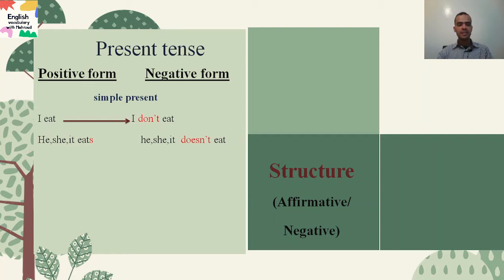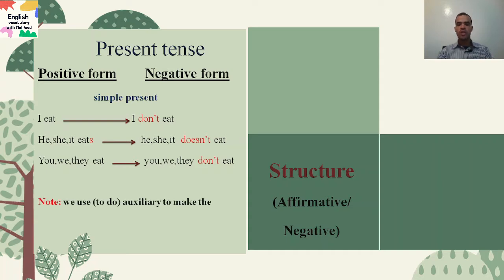He, she, it eats. This is the affirmative form, and he, she, it doesn't eat is the negative form. You, we, they eat. This is the affirmative. You, we, they don't eat. This is the negative. Note, we use the do auxiliary to make the negative form with all verbs except the verb to be. So if we want to make the negative form with all verbs, we have to use the verb to do, plus not, of course, except the verb to be, because to be has another rule. We will see this in the videos which will come.